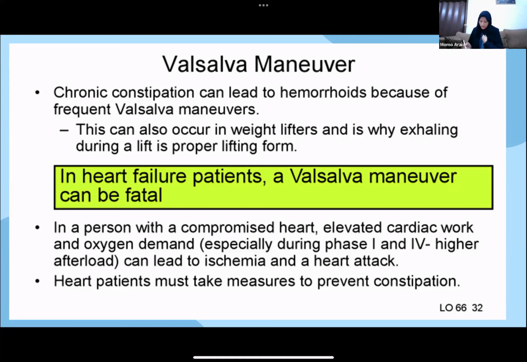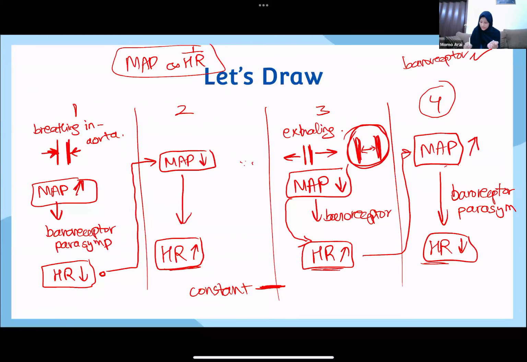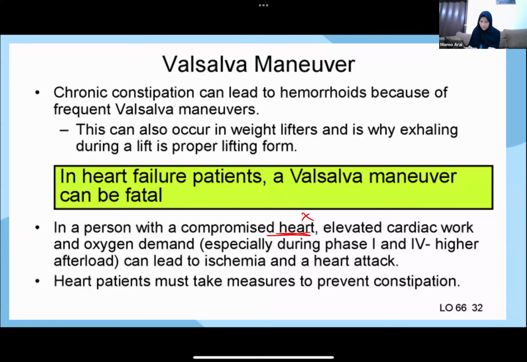So heart failure, your heart is already not working anymore, right? You have a compromised heart. That's why any increase in MAP, like an increase in cardiac work, means your heart is beating faster or beating slower. It's not good for the heart, especially if the heart is already damaged. It's not going to work as much to compensate for these changes.